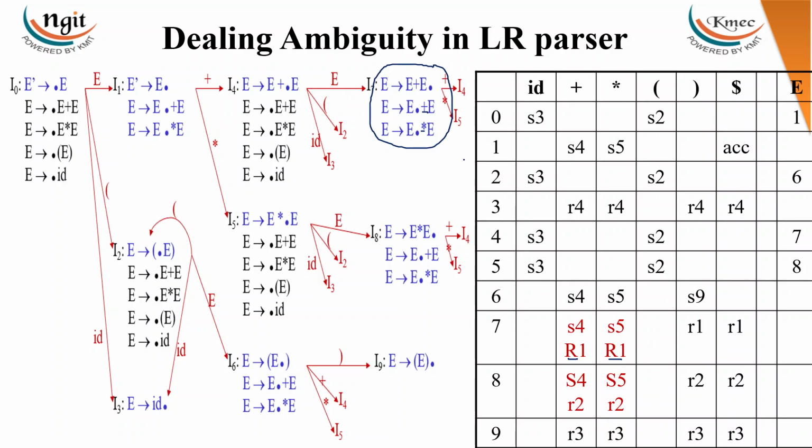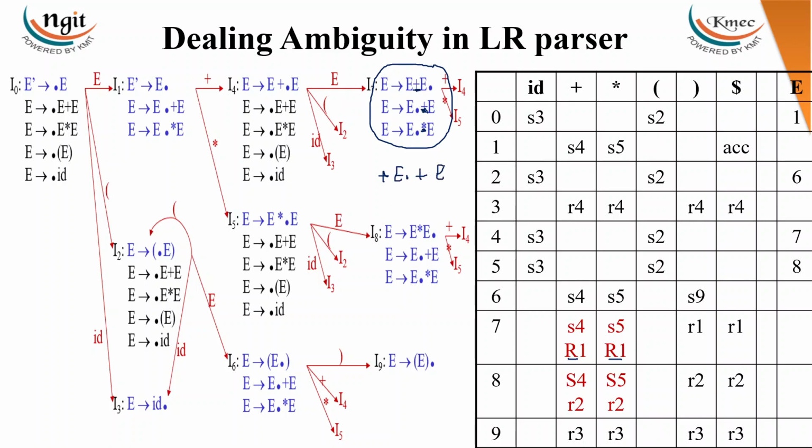Now this S4 we have performed because of this plus, and this R1 we have performed because of this plus, right? Same way, S5 we have performed because of this star, and R1 we have performed because of this plus. So if you want to give more priority to the star, then keep the S and remove the R. So we are just eliminating the reduce because star is given higher precedence. Same way, plus and plus.